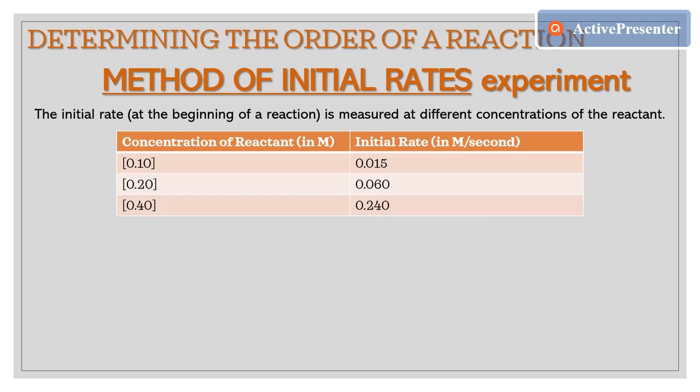Now, one more time, remember this is going to be the concentration of A in molarity in this column. This is experiment 1, experiment 2, and experiment 3. And this concentration went from 0.10 to 0.20, so that doubled. And let's look over here at the initial rate. It went from 0.015 to 0.060, so that quadrupled.